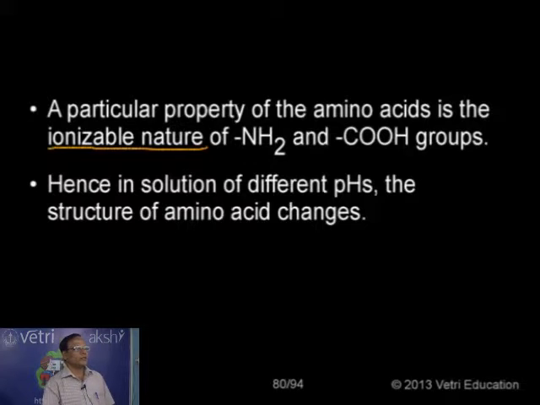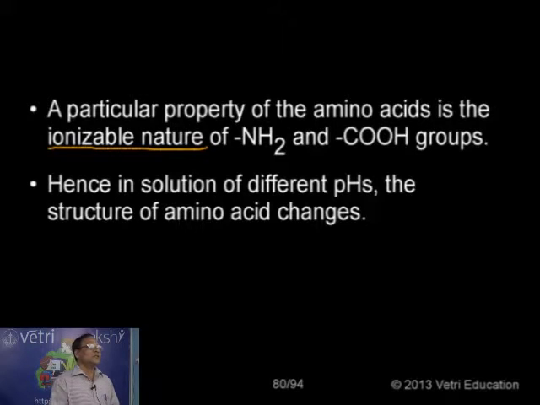So they form ions. Because of the ionizable nature of amino and carboxyl groups, we have different types of amino acids. The structure of the amino acid also changes in different kinds of solutions having different pHs, either in acidic solution, or in basic or alkaline solution, or in a solution of neutrality. This is because the carboxyl group or the amino group forms ions. As a result, we have structural changes in the amino acids leading to the formation of three different types: acidic amino acids, basic amino acids, or Zwitter ionic forms.